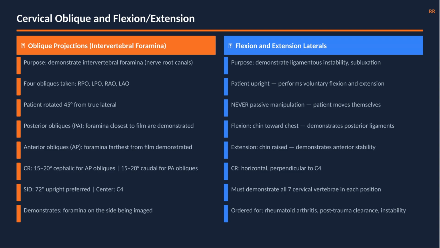This angle opens the foramina by aligning the beam along the oblique plane. SID, 72 inches, upright preferred. Center, C4. The obliques demonstrate the foramina on the side being imaged.